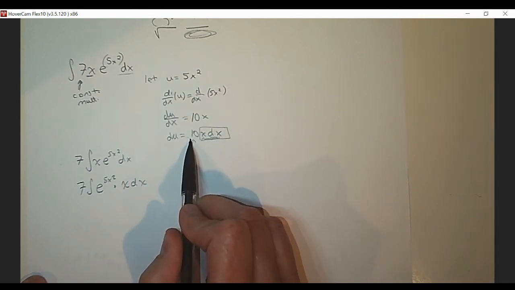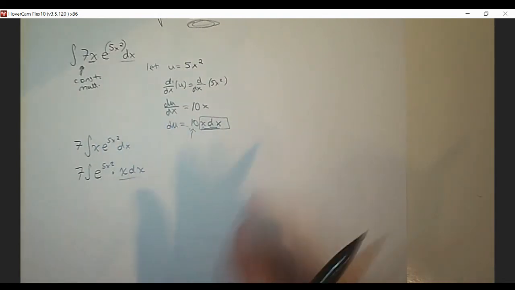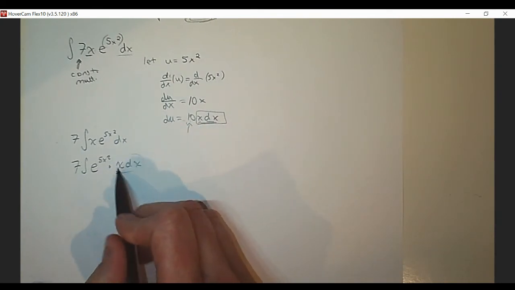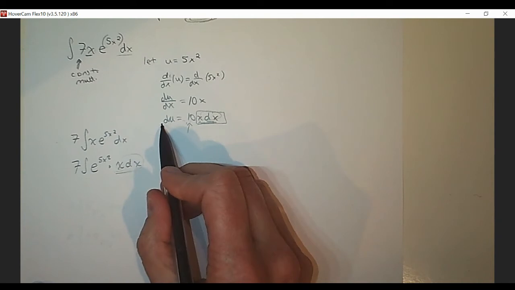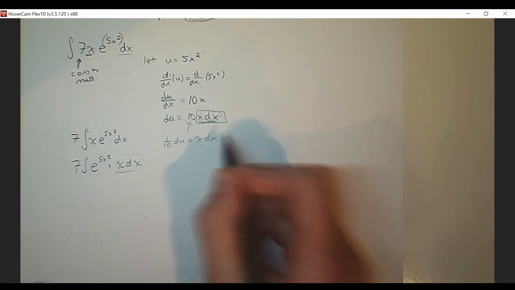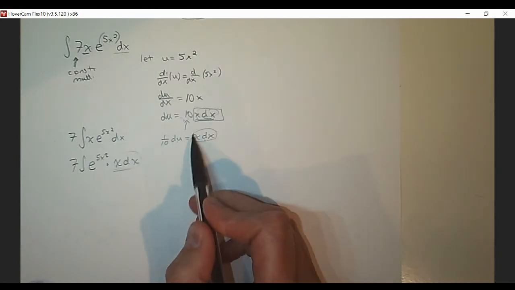If this 10 wasn't in the way, then I could make a replacement. So there's a few different ways to handle this. The way that I encourage you to use is, since you have x dx and x dx here, let's just move 10 to the other side. So if we divide by 10 or multiply by 1/10, then I have a new equivalency of 1/10 du equals x dx. So that's going to allow me to replace x dx with 1/10 du. So the constant multiple stays out front.